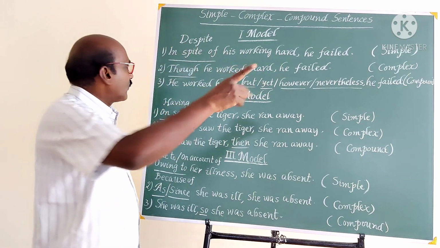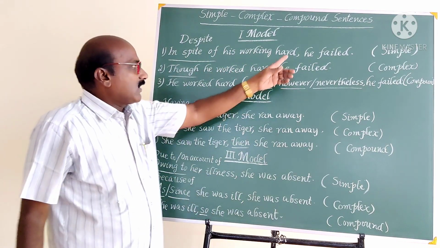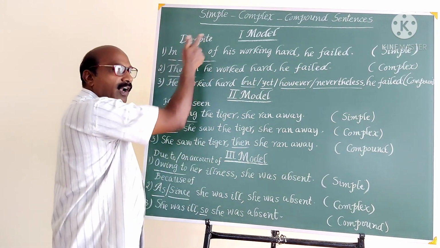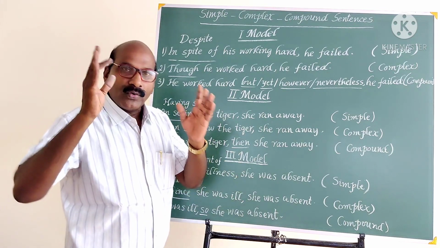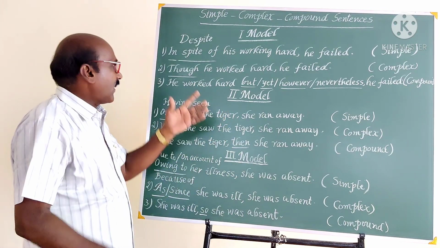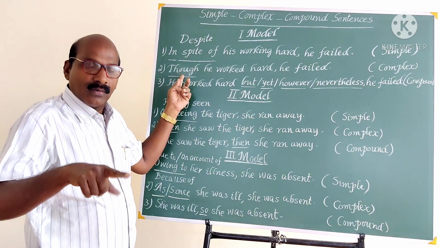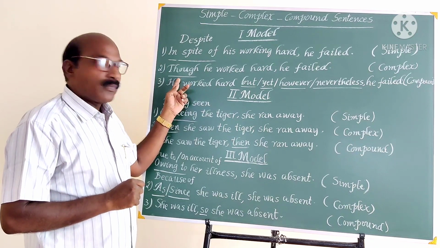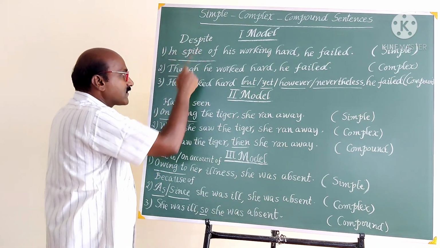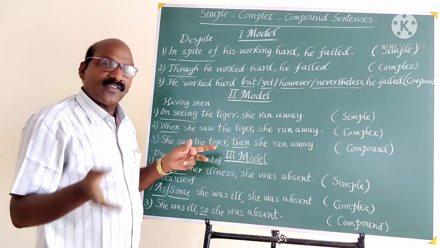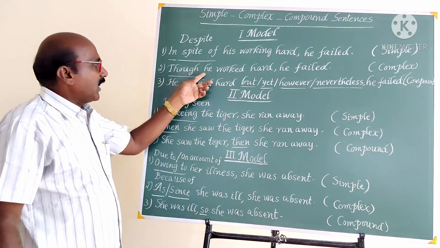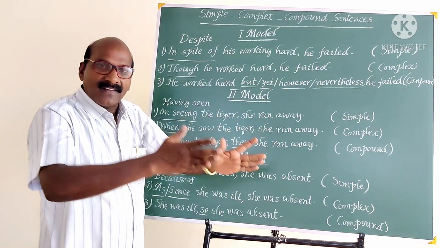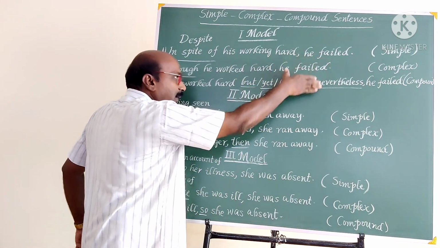This is a simple sentence. And how to convert this simple sentence into complex? Whenever you find in spite of or despite in a simple sentence, you must begin the complex sentence with though. Though, although, even though. Though is the key word, because both the expressions carry the same meaning. In spite of means though. Though he worked hard, he failed. This main clause remains as it is. No change of this main clause.